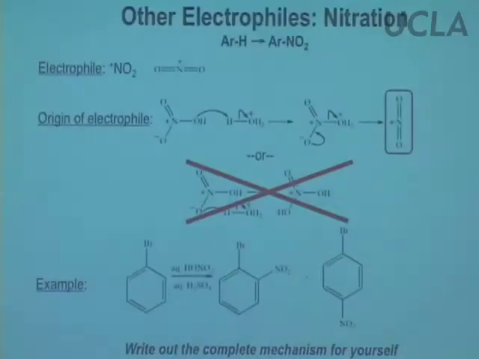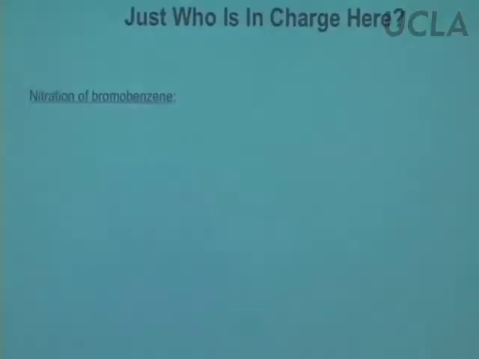Now, let me go back to this one slide here. You may have said, wait a minute, I don't understand something here. We've got this nitrobromobenzene product, and you're saying ortho and para is major. If you go back to the beginning of today, when we talked about the nitro group, we said that meta is major. I don't understand. We have bromine and nitro. How do we get ortho and para in one case and meta in the other? So the question we have to ask is just who is in charge here?